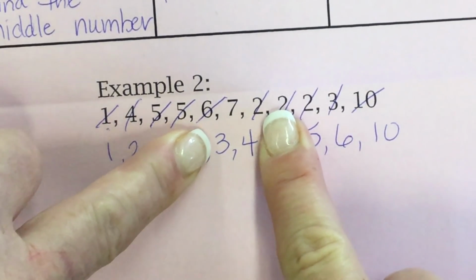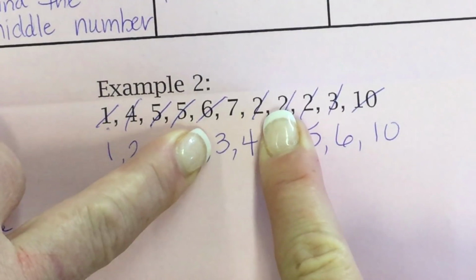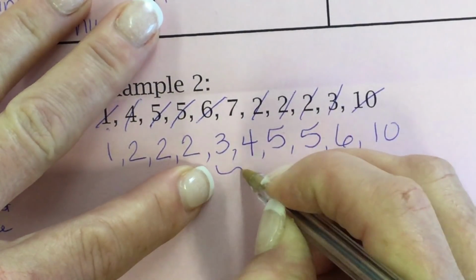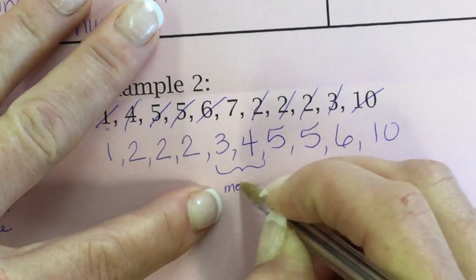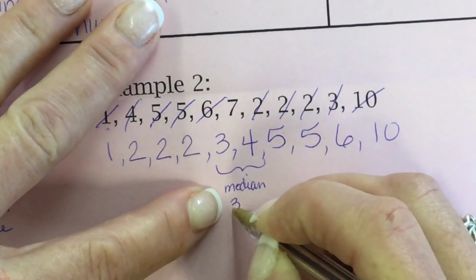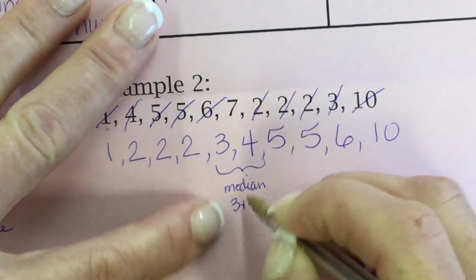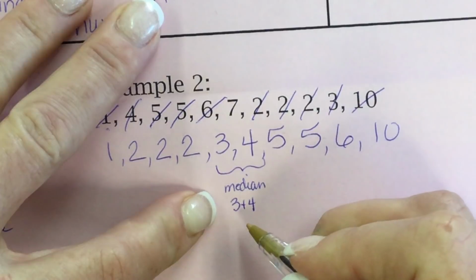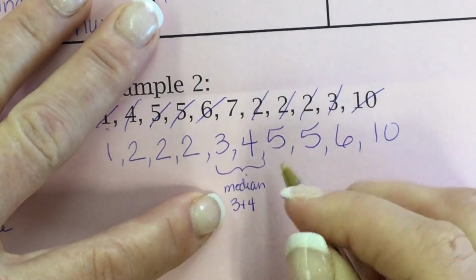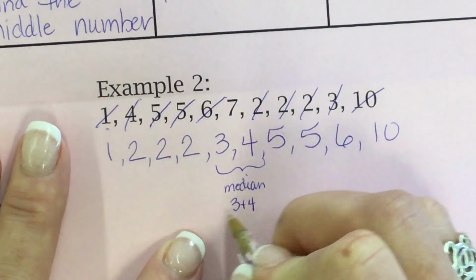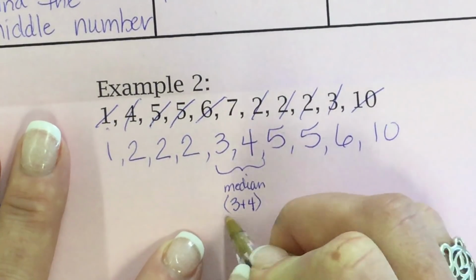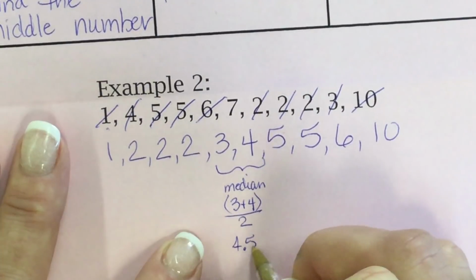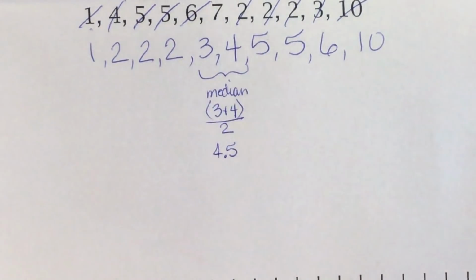So when we have two numbers in the middle, we need to take the average. So the median is 3 plus 4, and then divided by 2. Okay, and that's going to give me 3.5.